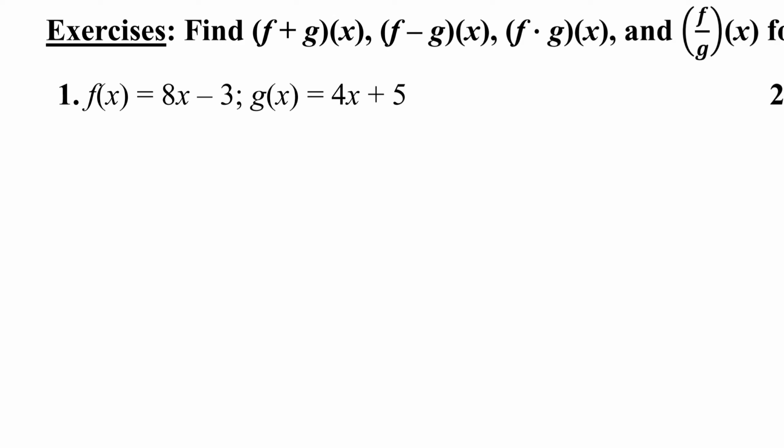Next, f times g of x. What you're doing is you're multiplying these together. So you have to FOIL. He FOILed it out, combine like terms. Good. F over g of x.